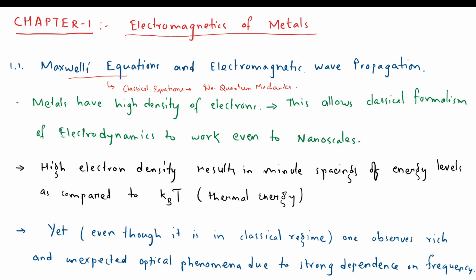But what we have learned is that quantum mechanics is the study of science when we go to the nanoscale, at very small scales. Why is it that in this case, when we are talking about metallic nanoparticles, the classical equations are sufficient? The answer to that is that metals have very high electron density. Now, how does this electron density help? Let us try to understand through this.